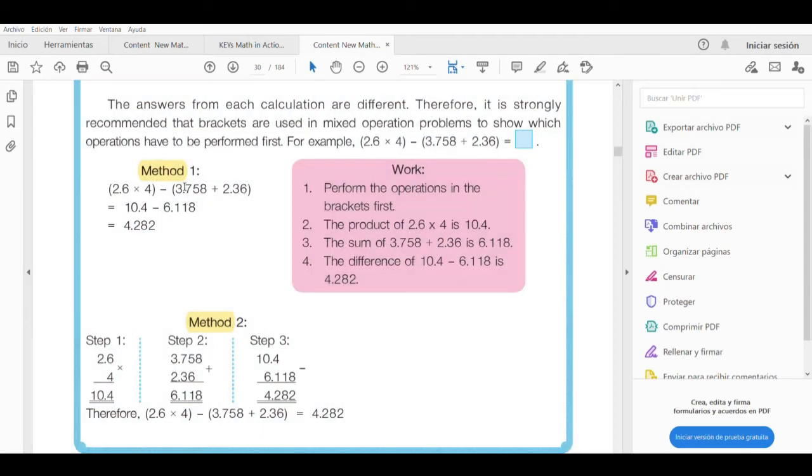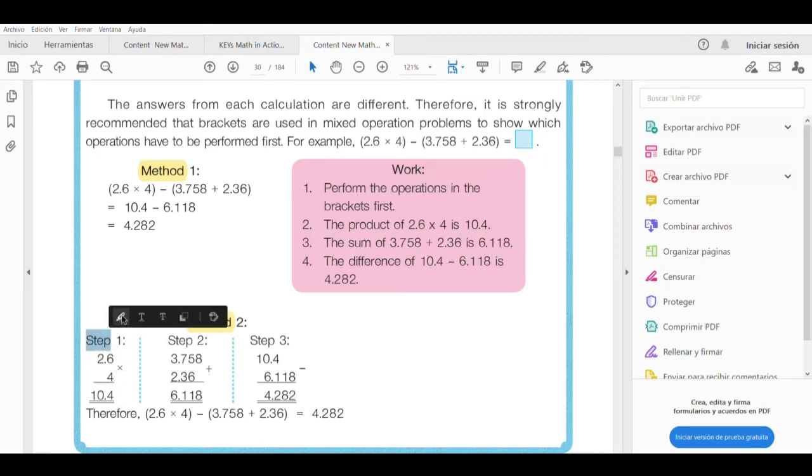This is another word I want you to learn. Method. Here it shows two different methods. Method number one, that we are solving this operation in line. You see, in line. And the method number two is solving the operation by columns. See, columns.